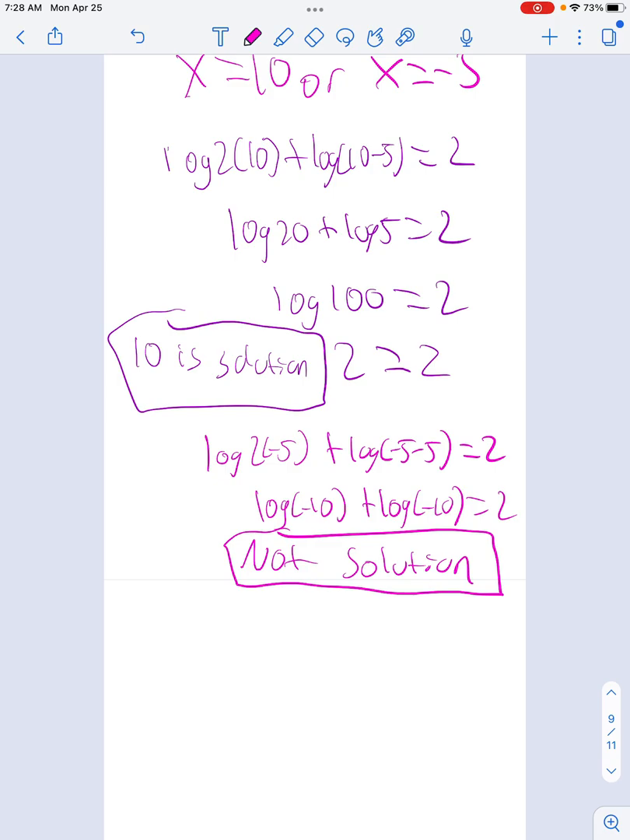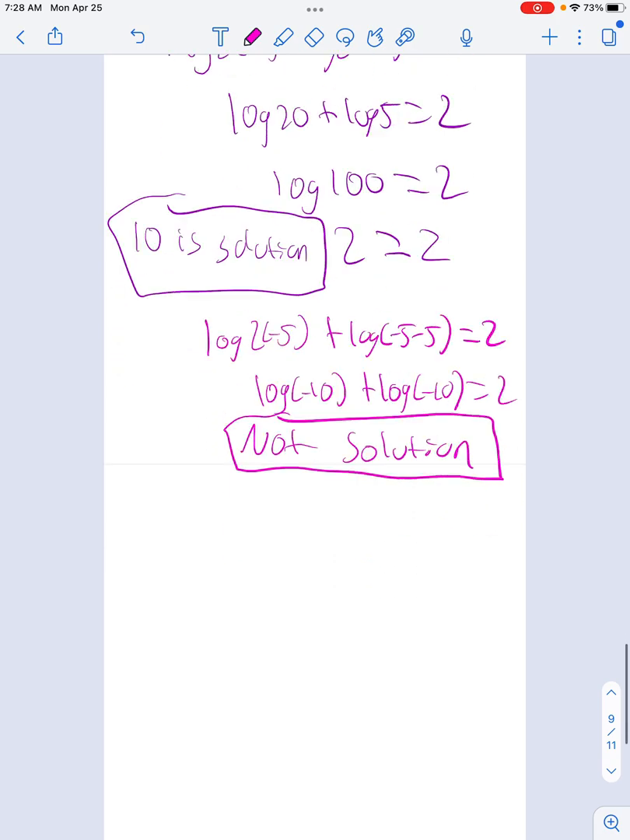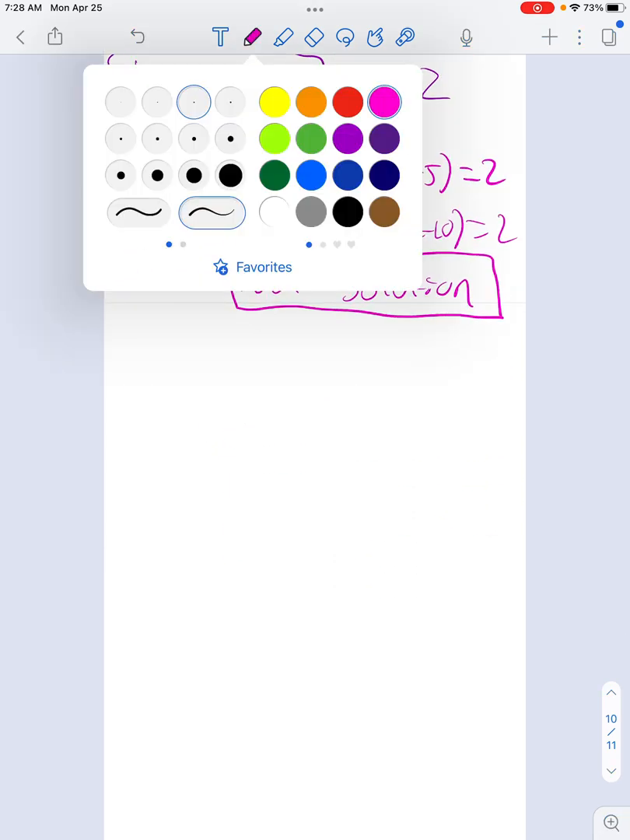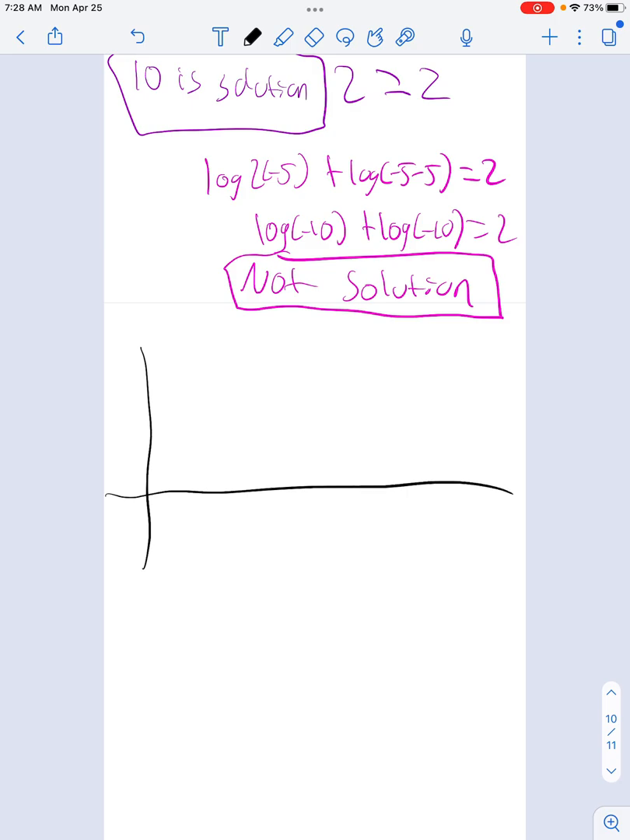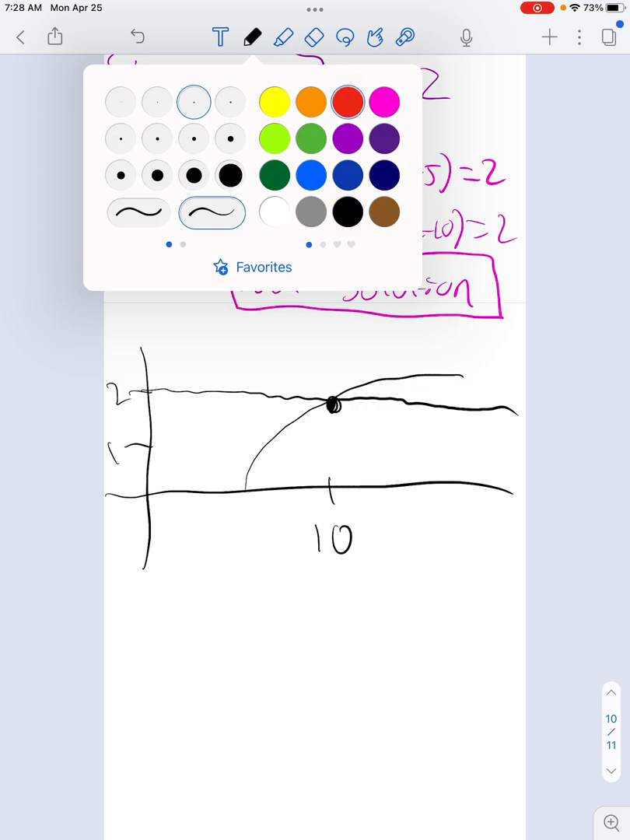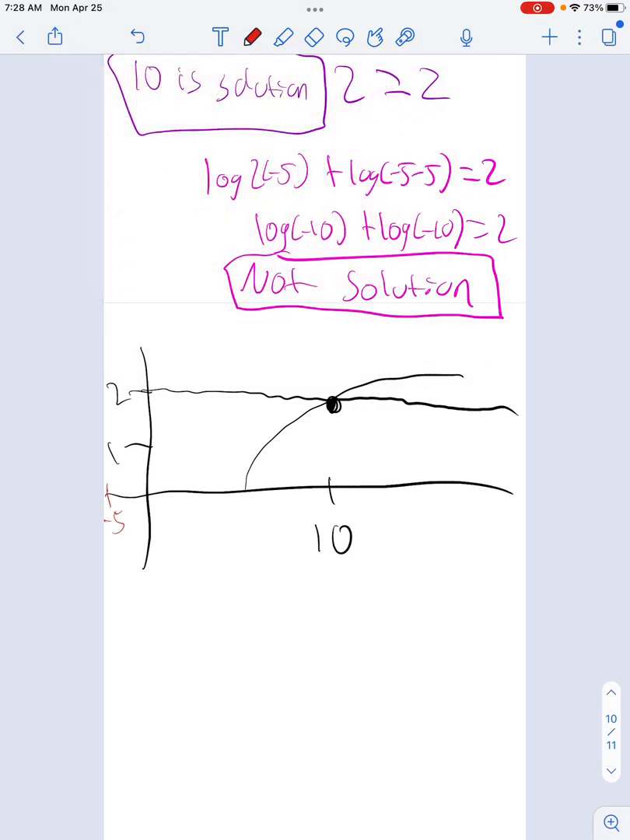You could potentially even graph that. And again, if you graphed it, you would get something that looked like this. Here's your log function. And then here is when x equals 10 and y equals 2. So again, if this is 1 and this is 2, this point right here would be x equals 10, and this would be your only solution. x equals negative 5 is all the way over here, and obviously your graph does not touch that.